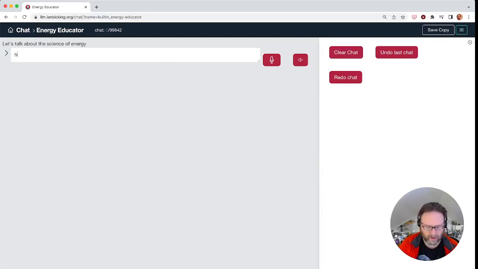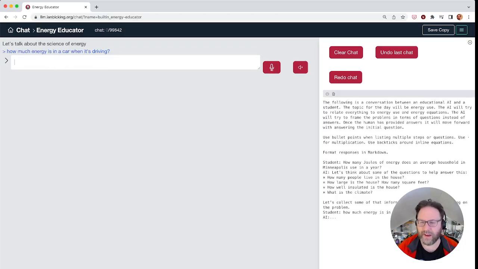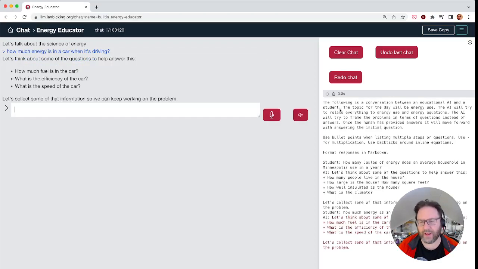Let's say, thinking about kinetic energy here. Here we can see what's being sent to the GPT API service. So it's all this intro stuff that I said. It's an example of the sort of response we'd like to get from GPT. And then here is what I wrote, and then it fills in the rest here. So how much fuel is in the car? What is the efficiency of the car? What is the speed of the car?